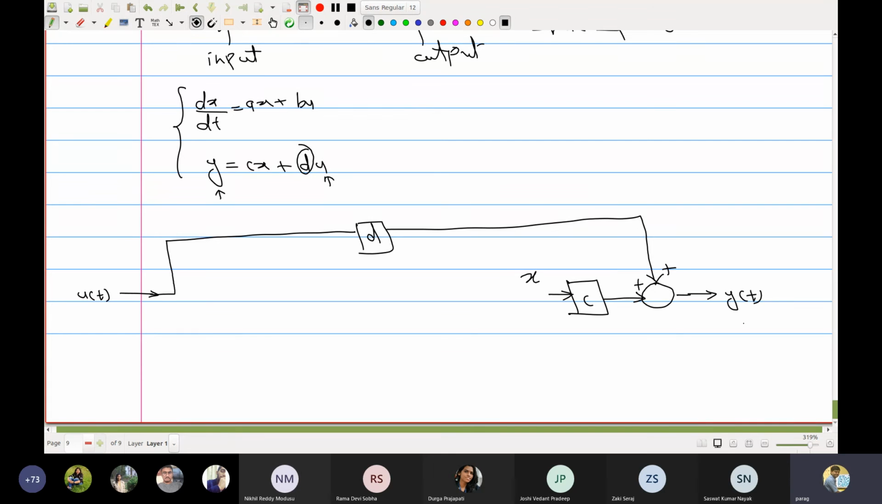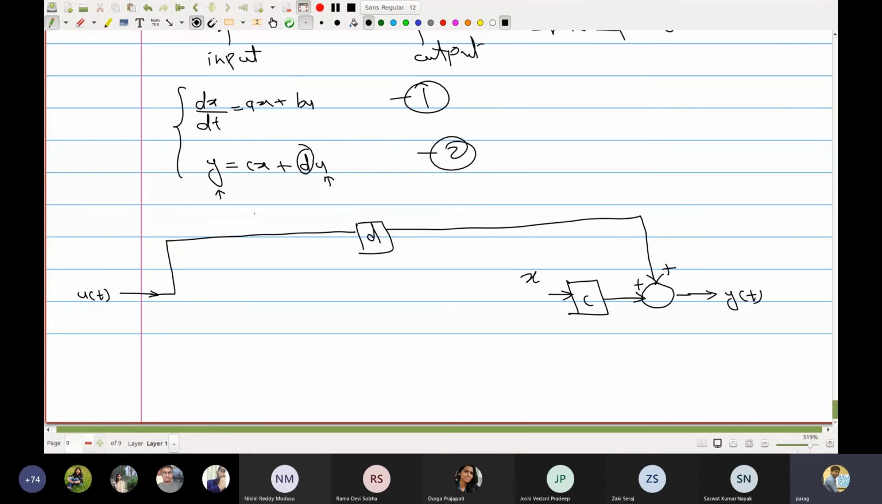So now everything from the second equation. Let me write this as the first equation and this as the second equation. How do I get the input output block diagram from this term? You have u of t.